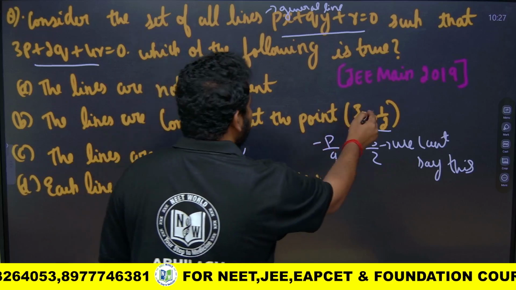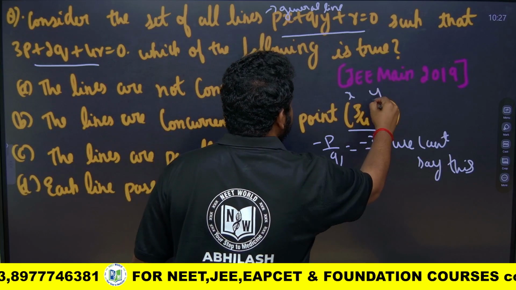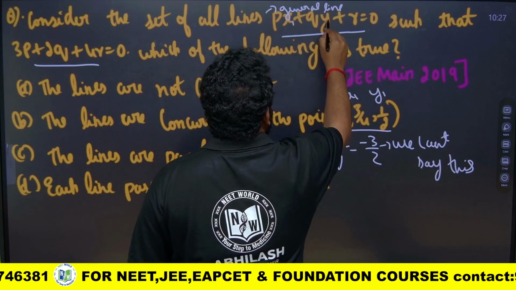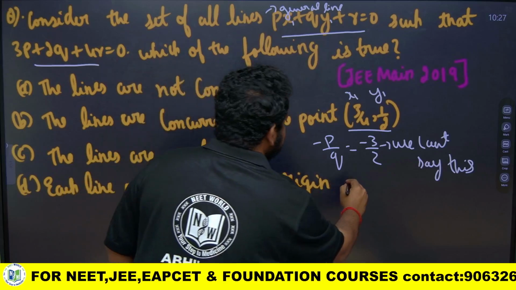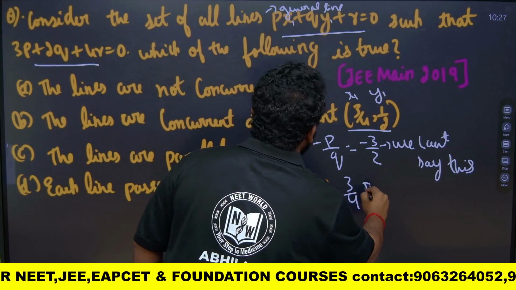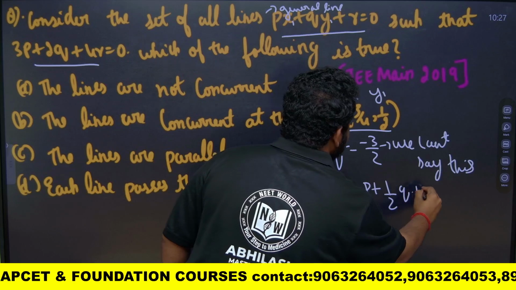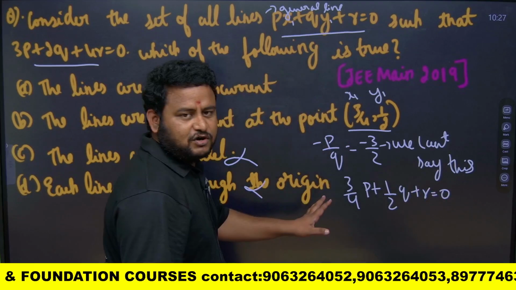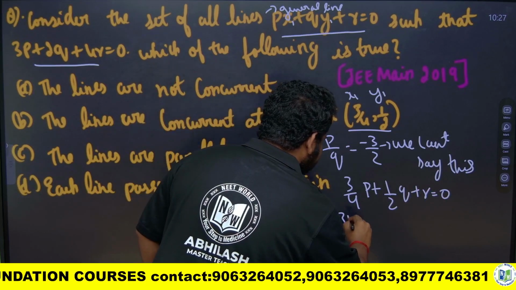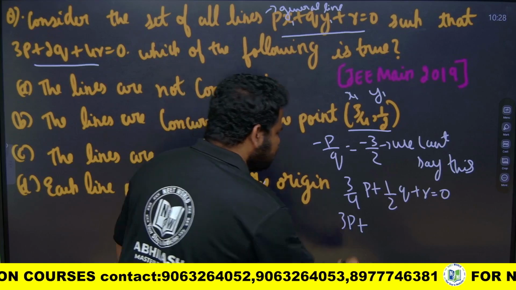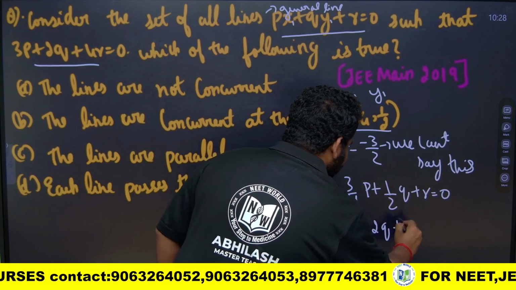So, let me use these points. Let me put the value of x and y. Let this be x1, y1. If I put the values here, this will become what? 3 by 4p plus q into, that is 1 by 2q plus r is equal to 0. If I take the LCM, what will I get, friends? If I take LCM, I will get 3p plus 2q plus 4r is equal to 0.